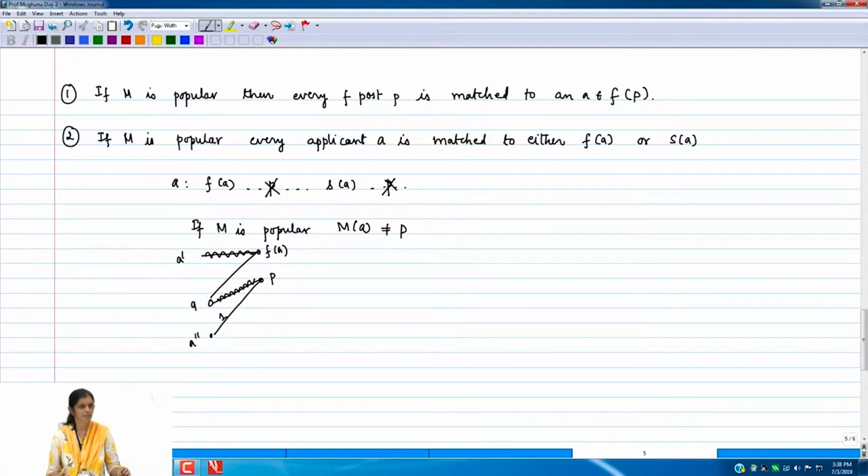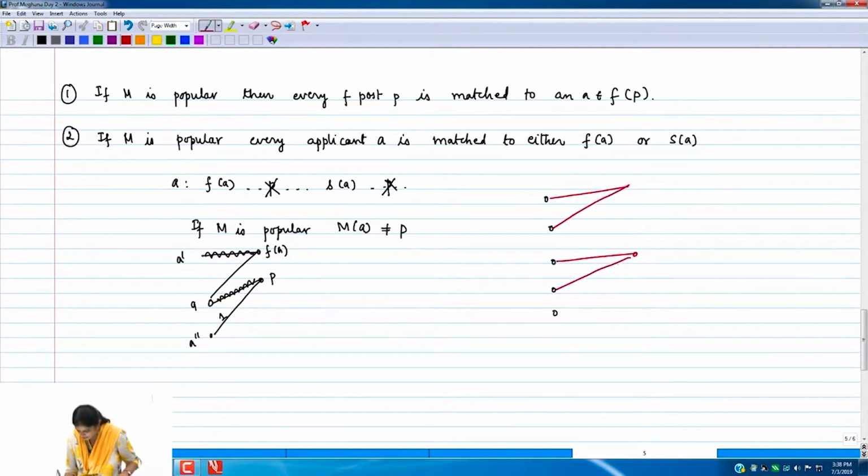So then should we look for a third post? A third post is only going to be below the S post, right? So if we use that edge, then that matching cannot be popular. Therefore there is no point in using the third post. We should restrict ourselves to a graph where we will have the applicants, and we will now use some color coding. For every applicant there is a red edge which goes to some post, its F post, and then there are also these blue edges which go to their S post.